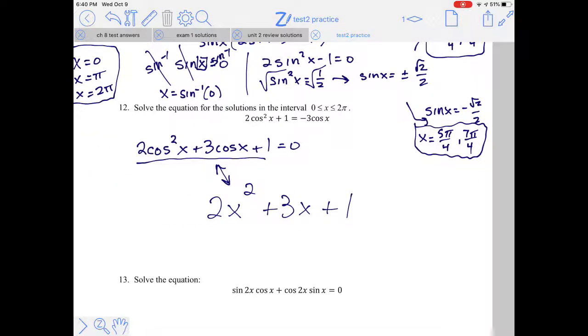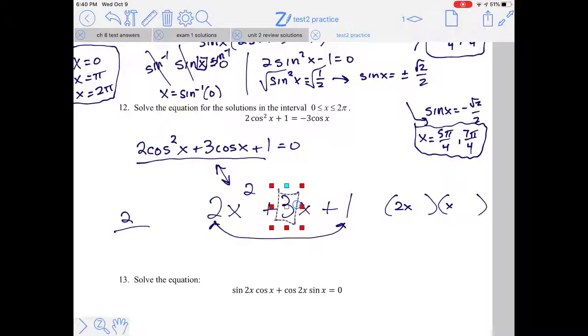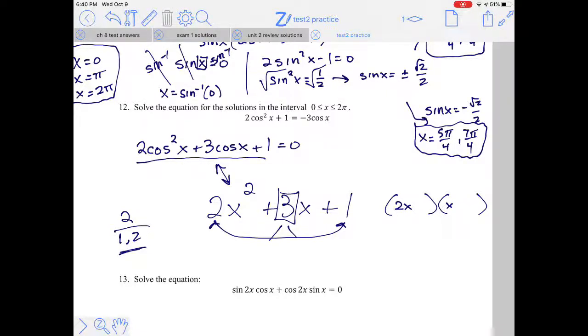2x squared plus 3x plus 1 would factor into two parentheses like this. One of them would be 2x, the other one would be x. One way you could do it, the traditional way, is you multiply the leading coefficient with the constant. So 2 times 1 is 2. Now we need factors of 2 that add to 3. So 1 and 2. Then you split that middle term up into these two values. So now you have 2x squared plus 1x plus 2x plus 1.